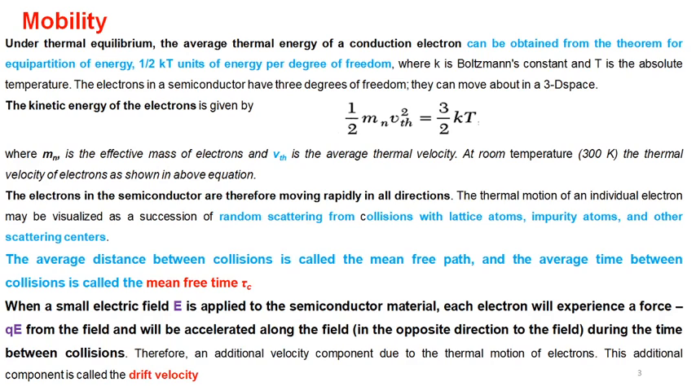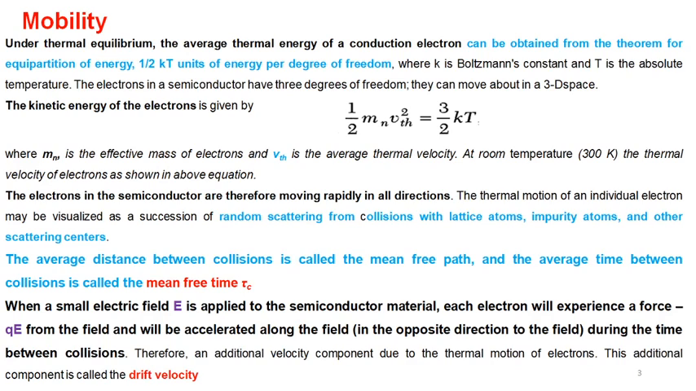Then, what is mobility? We have already gone through carrier density, or carrier charge density, for intrinsic and extrinsic semiconductors. We know that under thermal equilibrium conditions, the average thermal energy of conduction electrons can be obtained from the equipartition theorem. When an electron goes from the valence band to the conduction band, the average thermal energy is 1/2 kT per degree of freedom. For electrons in a semiconductor there are 3 degrees of freedom.